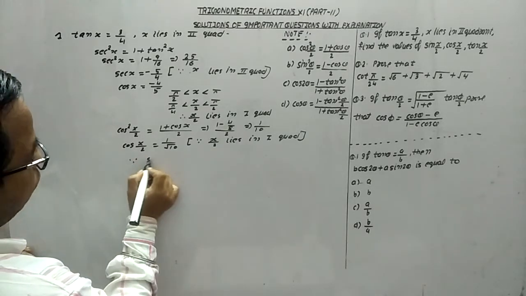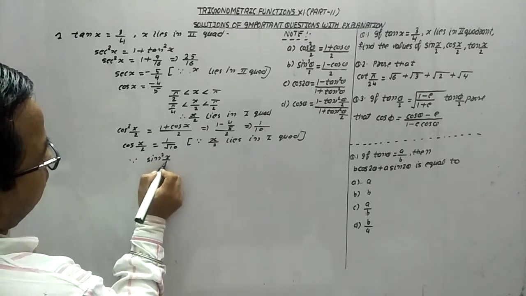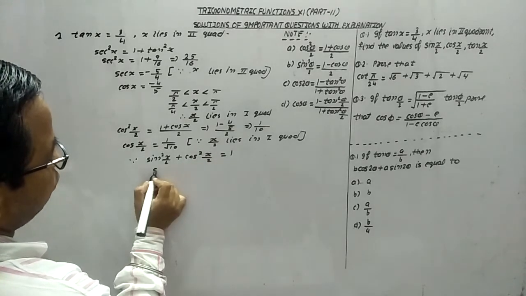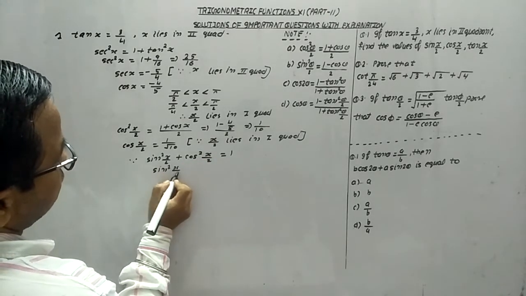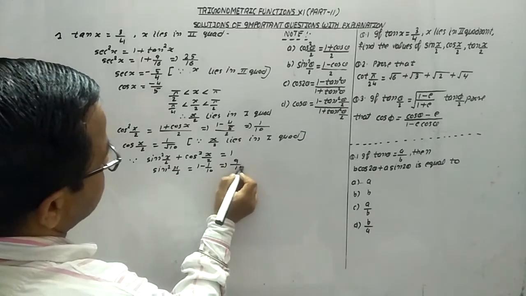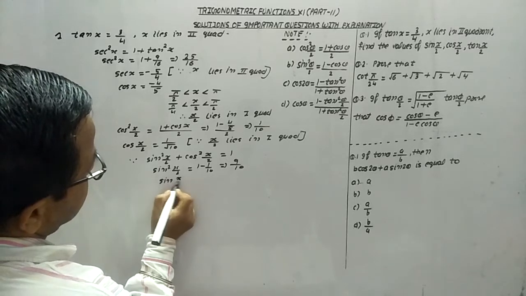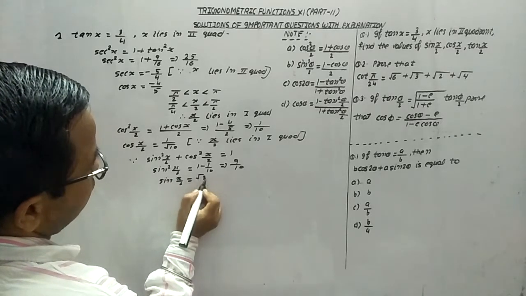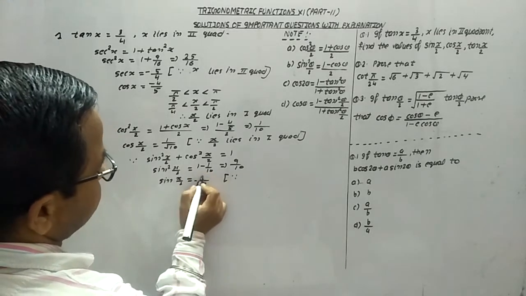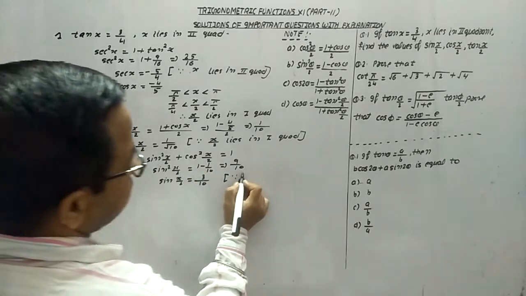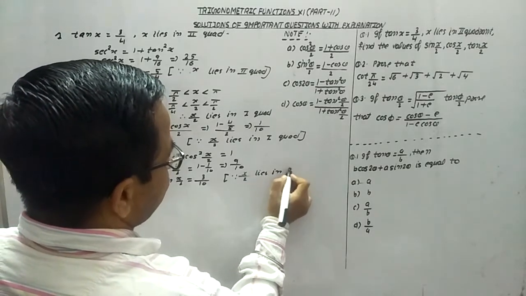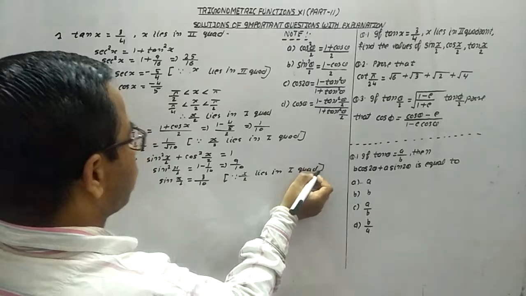Now you will say because we know that sin square x by 2 plus cos square x by 2 is equal to 1. Therefore sin square x by 2 is equal to 1 minus 1 upon 10. It means 9 upon 10. Therefore sin x by 2 is equal to root of 9 by 10, which is 3 upon root 10. Here you will mention 9 means 3 by 10. Therefore, because x by 2 lies in first quadrant. Now this is in first quadrant.